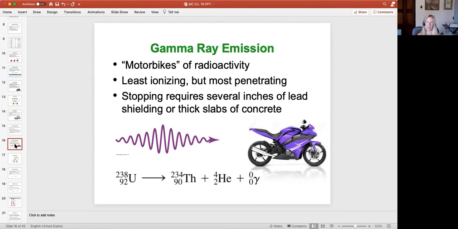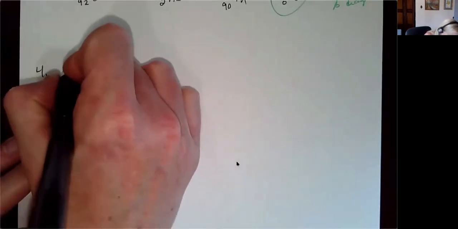And so the gamma rays are really dangerous for us, because if we are exposed to a gamma ray, it's going to be very damaging because it's able to penetrate into our bodies and ionize whatever it comes in contact with. So our fourth one is called positron emission.